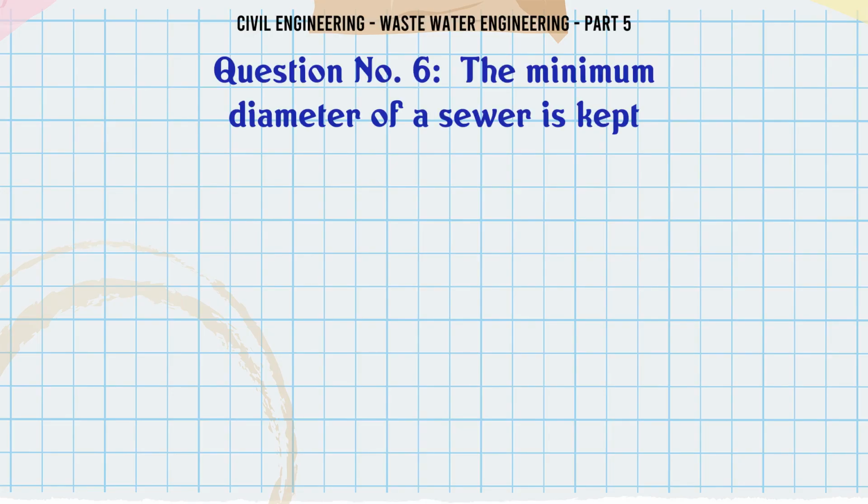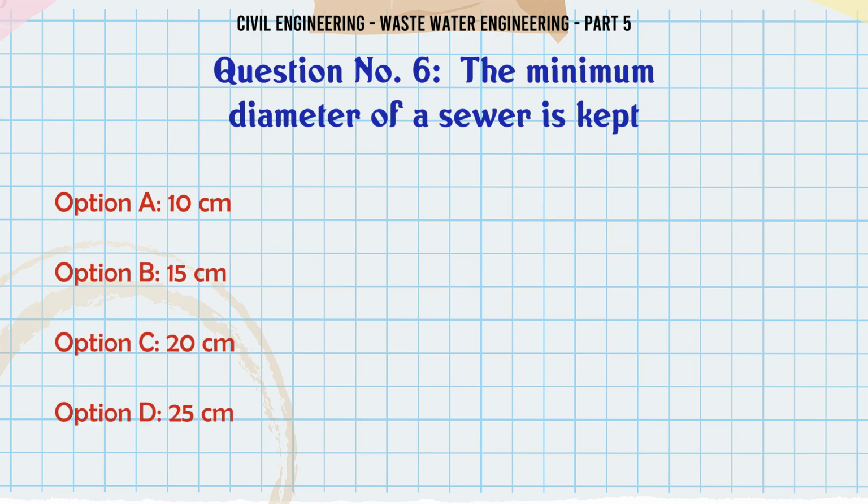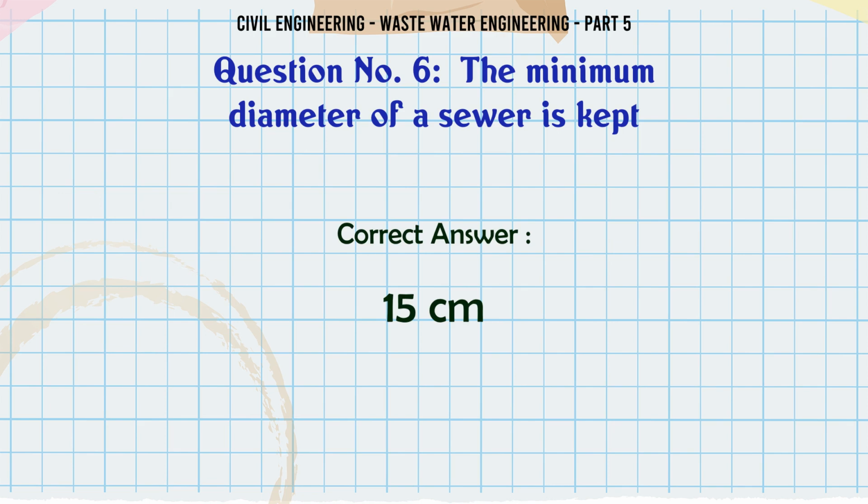The minimum diameter of a sewer is kept: A. 10 cm, B. 15 cm, C. 20 cm, D. 25 cm. The correct answer is 15 cm.